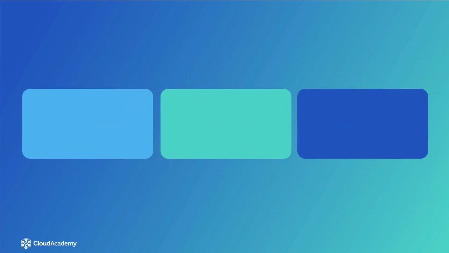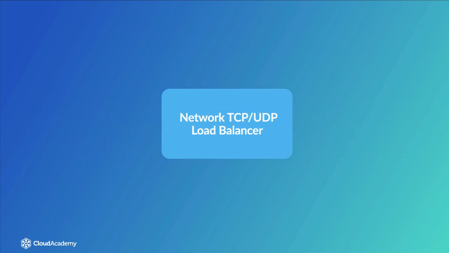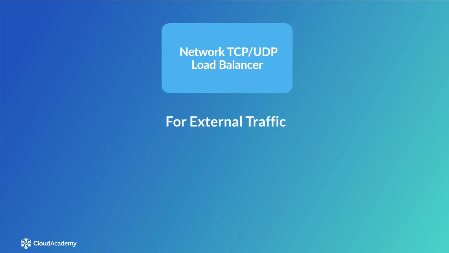Now, the 3 regional load balancers are ideal for situations where you need explicit control over where TLS connections are terminated, possibly for legal or security reasons. Your options here are the network TCP UDP load balancer, and then the internal HTTP load balancer and the internal TCP UDP load balancer. Now, the network TCP UDP load balancer is the only one of these three that is meant for external traffic.